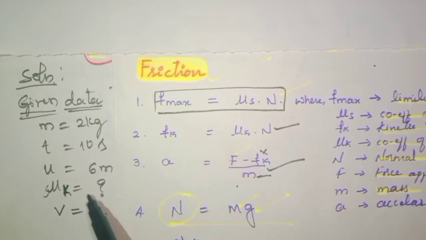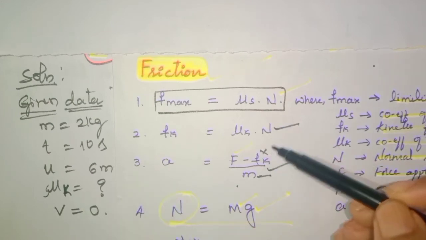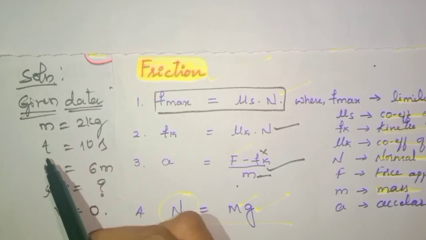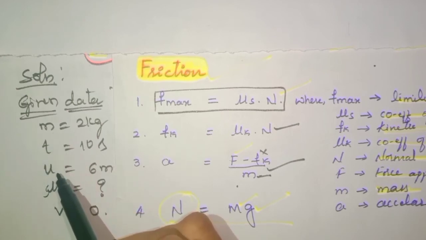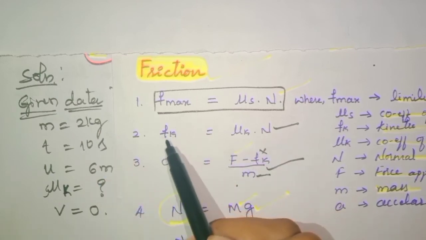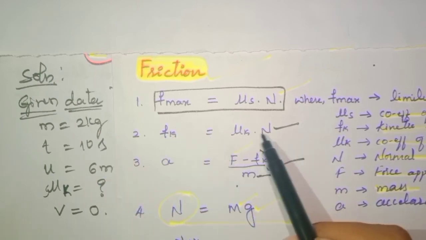What do we need to calculate? Coefficient of kinetic friction. So we can use these two formulas, but let's see whether the data matches or not. Here, mass they had given, time they had given, initial velocity they had given. So using these three data, how can we calculate? Here Fk is equal to mu k into N. Can we use this formula?